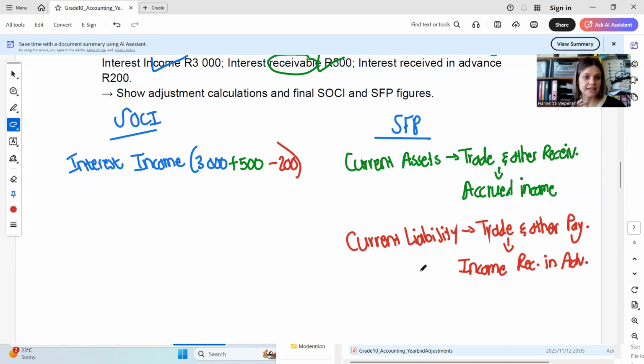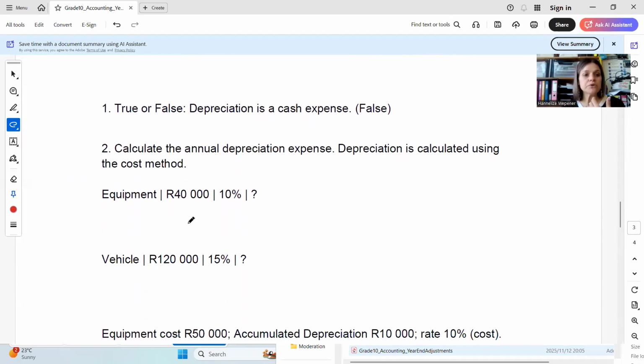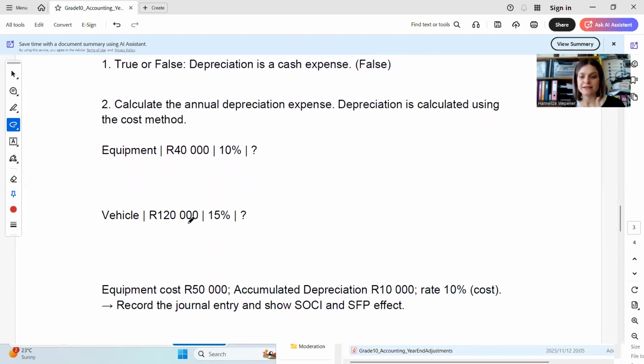Okay, so that is your SOCI versus what happens in your SFP for your interest received in advance, as well as your accrued income for your interest that you haven't yet received, but that you generated in the current financial year, or you earned that interest. Okay. Moving on to depreciation, I think what I shall do is, I think depreciation is going to be a video by itself.